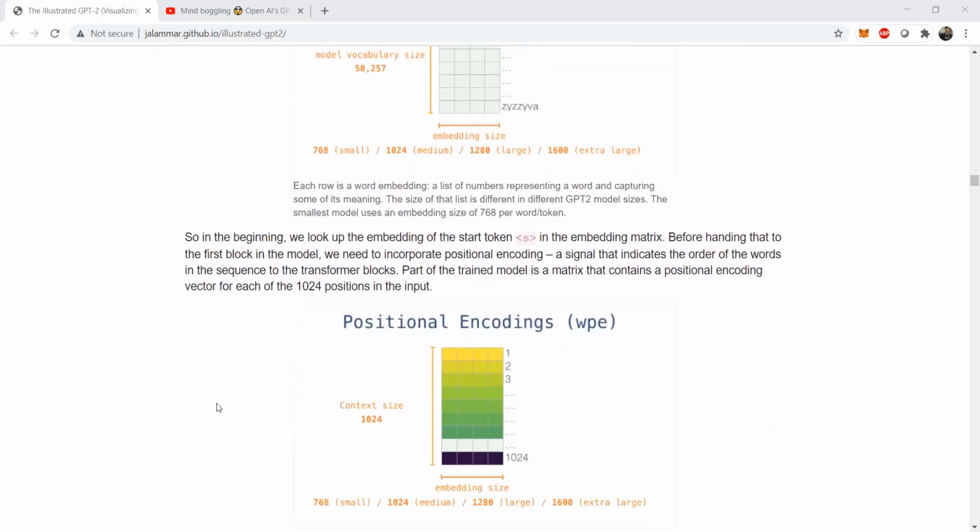Now we look up the embedding for the start token. Compare this with BERT, where we looked with the help of the CLS token. Same here, we are replacing the CLS with the S token, right? Which is the start of the embedding matrix. Before handing to the first block, we need to incorporate certain positional encoding, right? This was also the same feature which was there in BERT as well, where we place position vectors for each word present in a particular corpus. So this part remains the same as BERT.